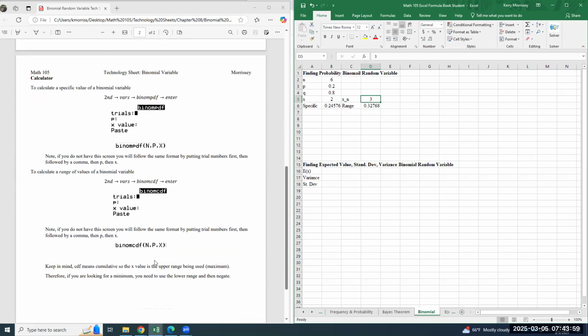And again, you can also do this on your calculator very easily as well. If you don't have a newer calculator, that's okay. You're still going to be pressing the same keys, but you're going to be putting in your N followed by a comma, a P, comma, an X, close parentheses.